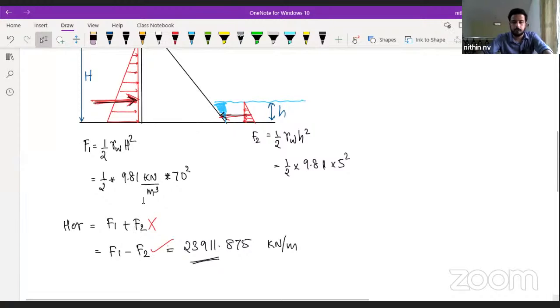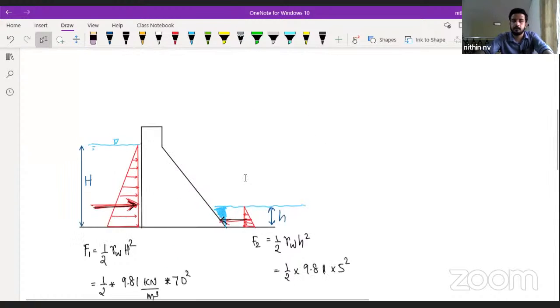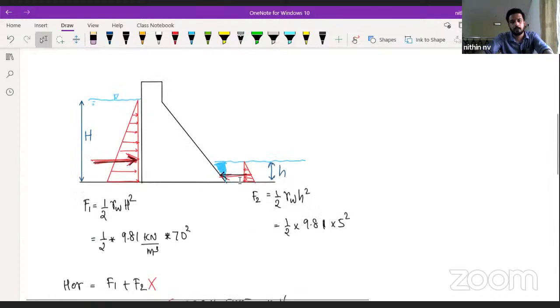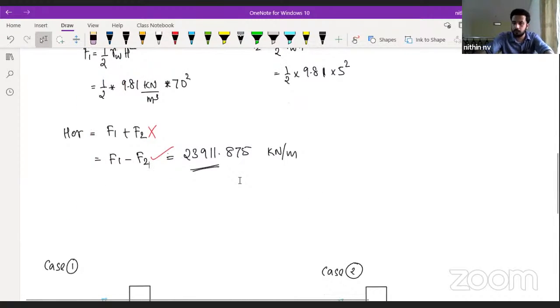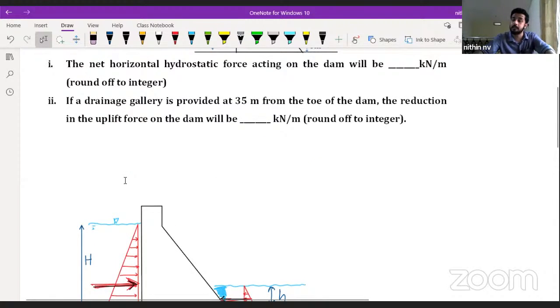23911. Yes, very good. Now coming to the uplift force. What they are asking in the second part is to round off to an integer. So you can just round off to 23910 or 911 or 912, whatever. Don't worry, they will give a range. Now see, if they are giving 10, then always take it as 10 only. Maybe they will give it properly in the range also.